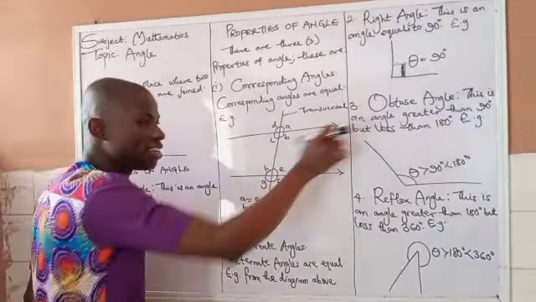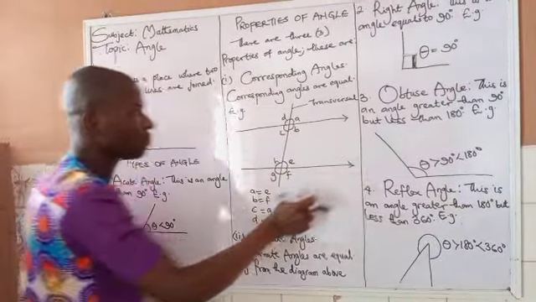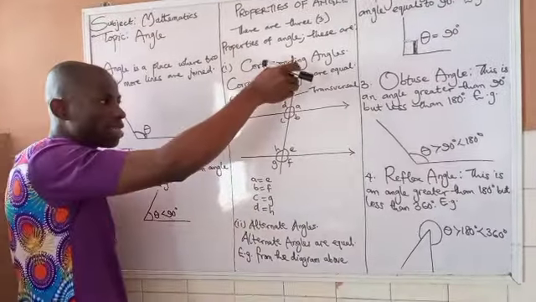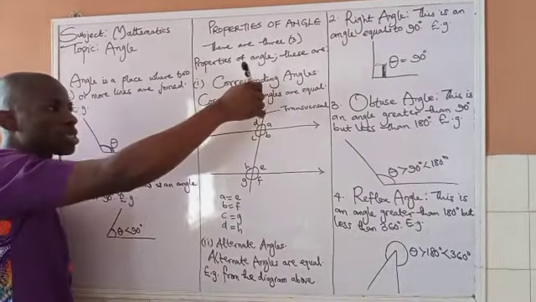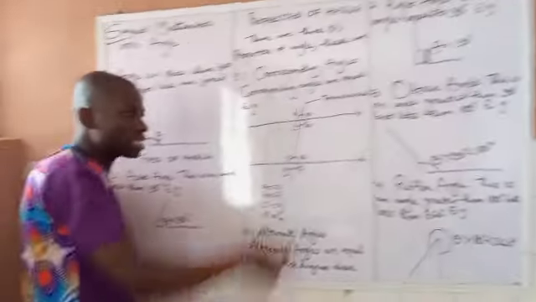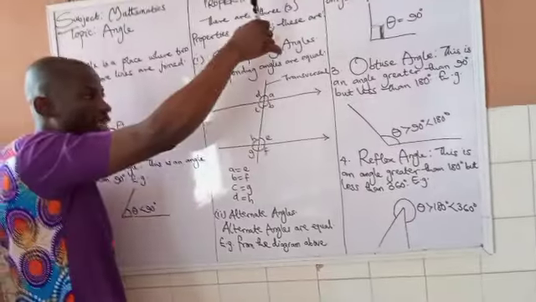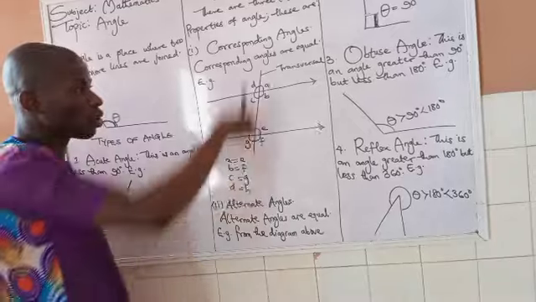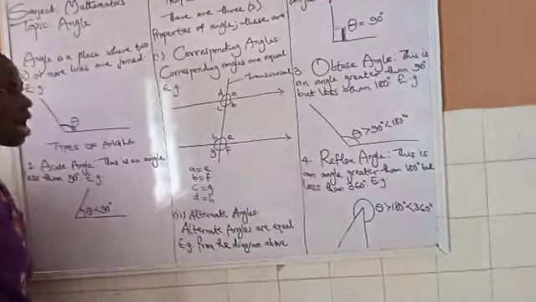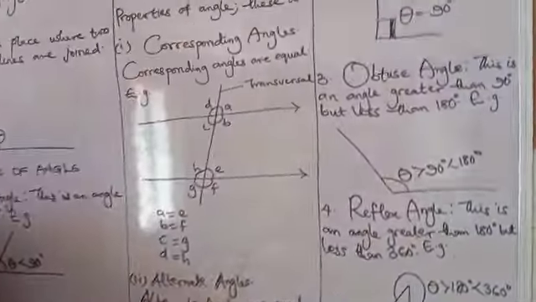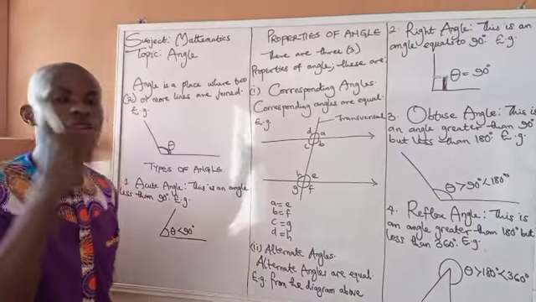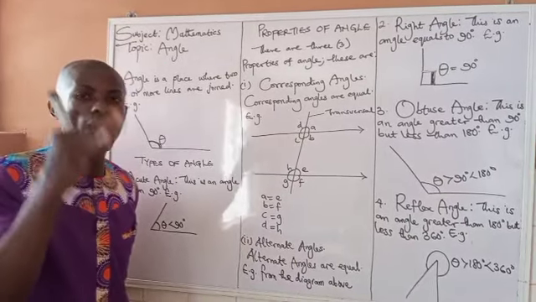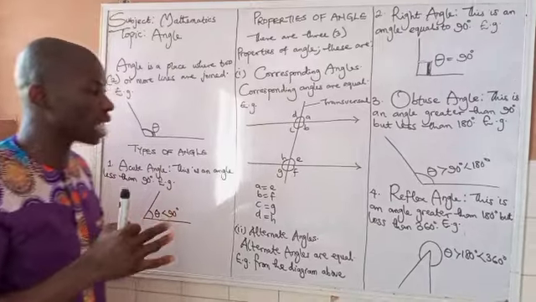We have a straight line here. We have another straight line here. Now listen please. Look at this line. This line is called transversal. The moment you see a straight line crossing parallel lines, we call that line transversal. And once a transversal line crosses parallel lines, then these three properties are certain: corresponding angles are equal, vertically opposite angles are equal, and alternate angles are equal.